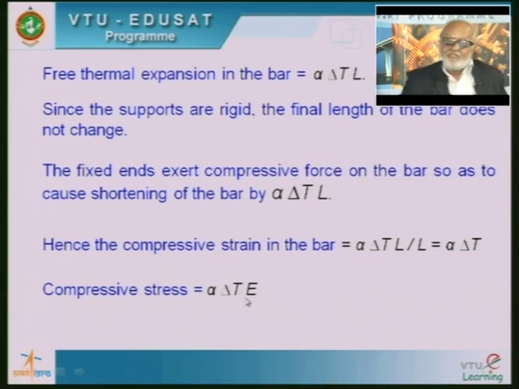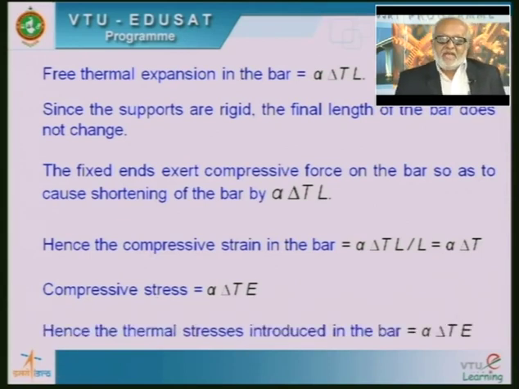So, we start from the free thermal expansion of the bar, alpha delta T L. The supports are rigid, so the final length of the bar does not change. Therefore, the fixed ends exert a compressive force on the bar so as to cause shortening of the bar by this much. Hence, the compressive strain in the bar is the change in length divided by the original length, that is alpha times delta T. Once you know the strain in the bar, you can find the stress as alpha delta T times E. Hence, the thermal stress introduced in the bar would be equal to alpha times delta T times E.